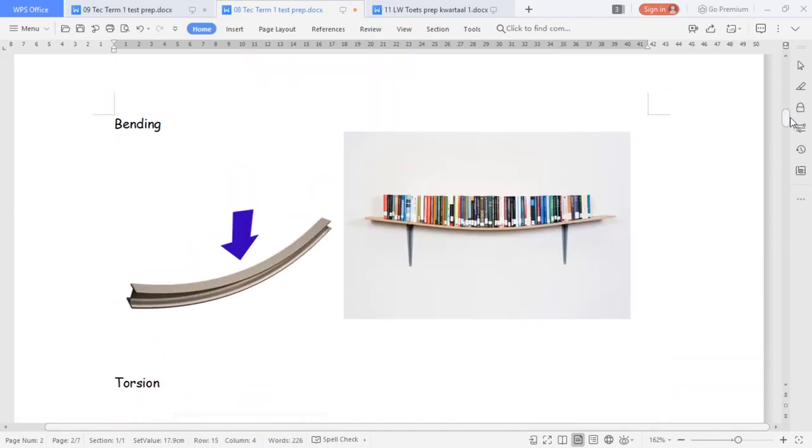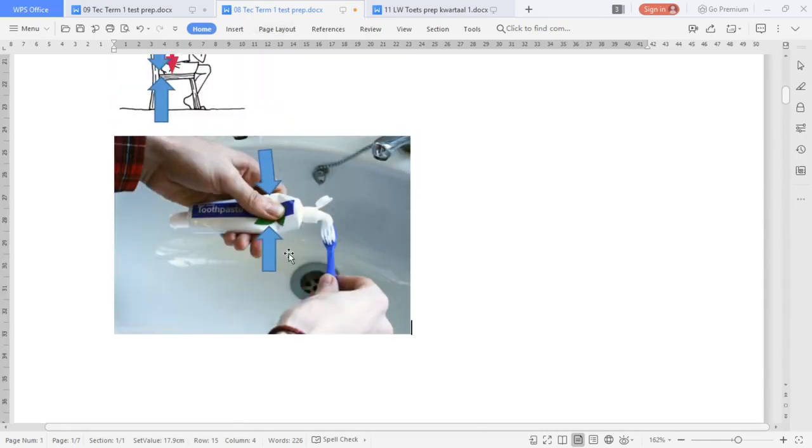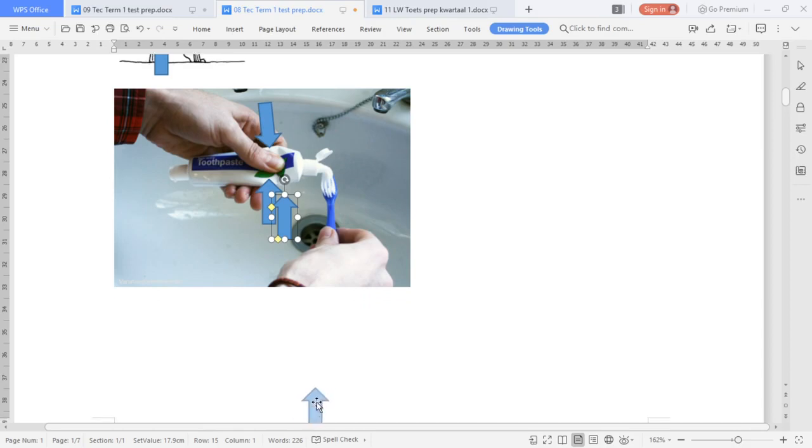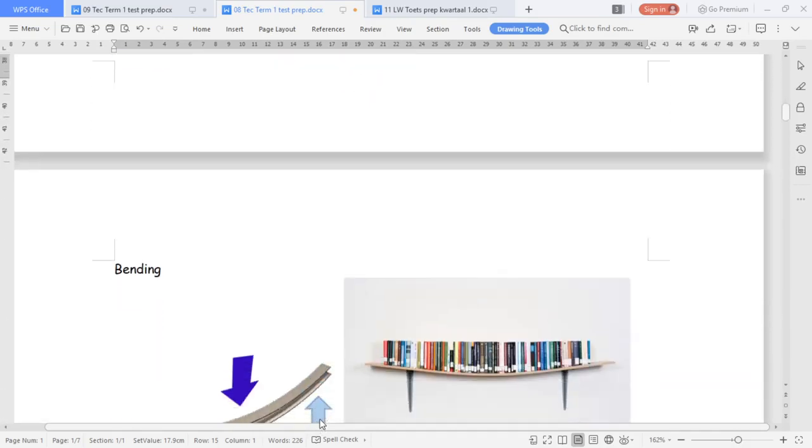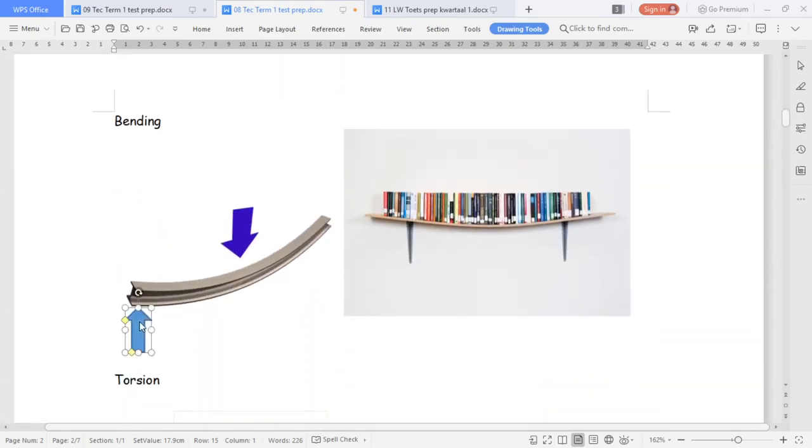Okay, let's have a look at bending. So with bending, we've got three forces. So here we've got a force moving upwards, and on this side we've got another force moving upwards, but in the middle there's a force moving downwards, which causes this piece of steel to bend.